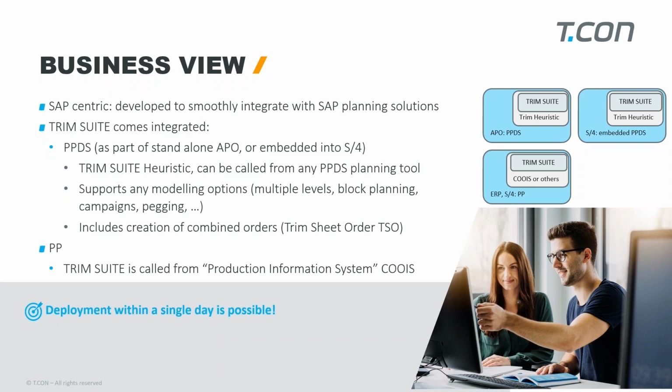Simply due to the fact that PPDS covers quite a lot of classical planning requirements that are especially needed in the area of mill customers. PPDS can do finite planning, for example, and it can do planning based on characteristics. One feature Mr. Baum mentioned before is block planning. You will see that in a second in my demo. This is something you can do within PPDS. On the graphical piece on the right side, you can see that PPDS used to be part of APO, but I would like to mention that PPDS is by now also available within S/4.